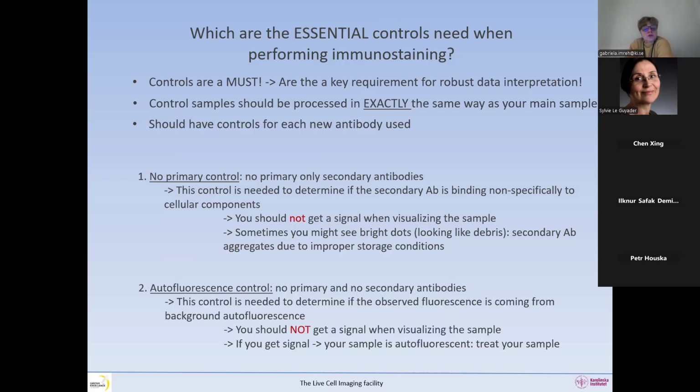The autofluorescence control, and we already talked today about autofluorescence. This control means no primary and no secondary antibodies, and is needed to determine if the observed fluorescence is coming from background fluorescence. Of course, you should not get a signal when visualizing the samples. And if you get a signal, that means that your sample is autofluorescent and you need to treat your sample. I already mentioned the ways you can do that.